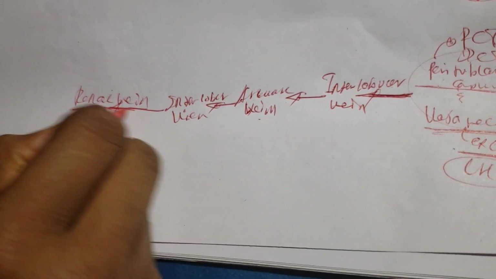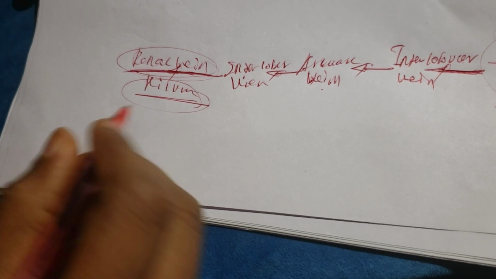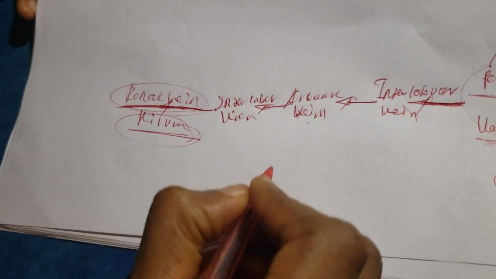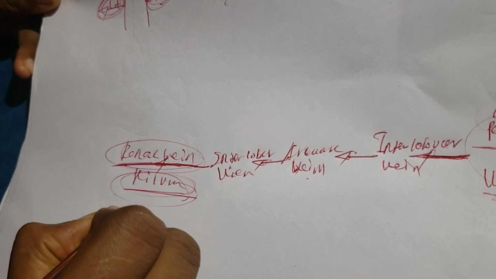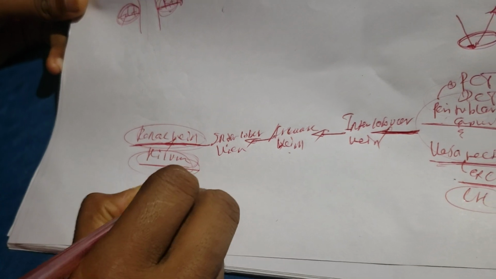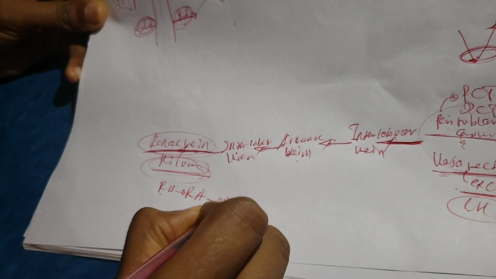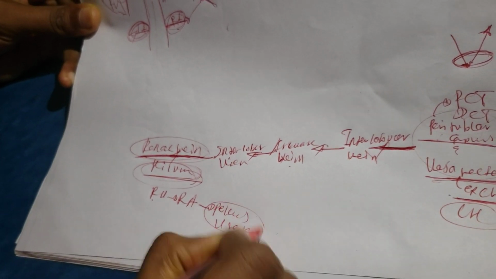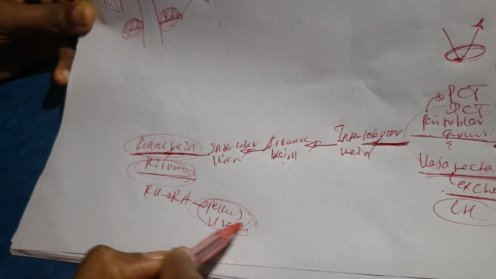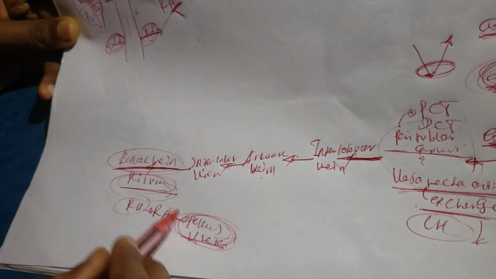So the renal vein emerges at the hilum of the kidney. By the way, at the hilum of the kidney, three structures are arranged from anterior to posterior. First we get the renal vein anteriorly, then in the middle we get the renal artery, then at the back we get the renal pelvis or ureter. So the renal pelvis is found posteriorly, the renal vein anteriorly, and the renal artery in between.